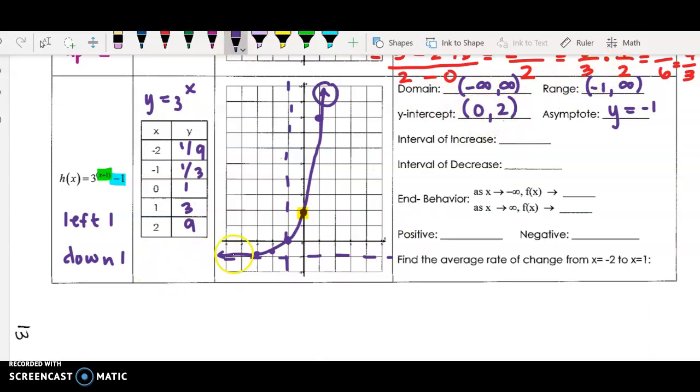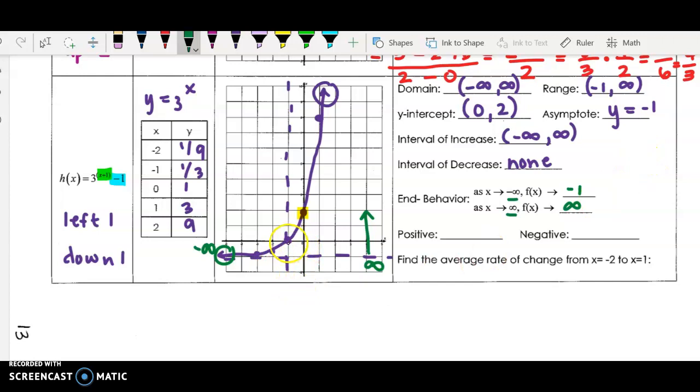This graph is increasing from left to right, the entire function, so -infinity to positive infinity for our interval of increase, and none for our interval of decrease. The end behavior, as x approaches -infinity on the left, the end of the graph is approaching the asymptote at -1. And on the right, as x approaches positive infinity, the end of the graph is going up to positive infinity.